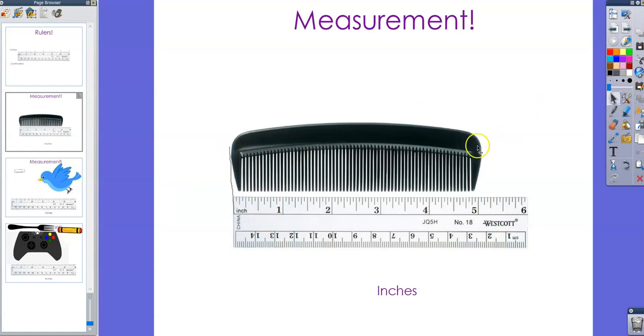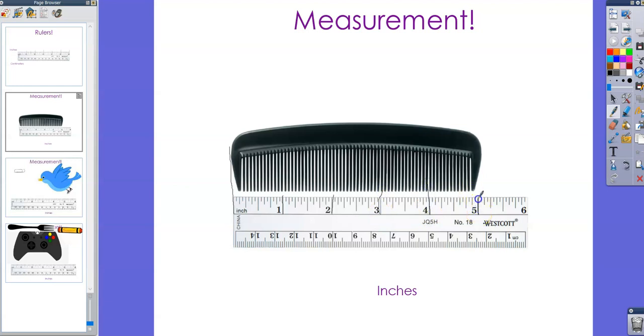Okay, so then I look across and I can see my 1 inch line, and I can think, well, it's definitely more than 1 inch. And then I see my 2 inch line right here, and I say it's definitely more than 2 inches. And I see my 3 inch line, still going, it's definitely more than 3 inches. There's my 4 inch line, it's definitely more than 4 inches.